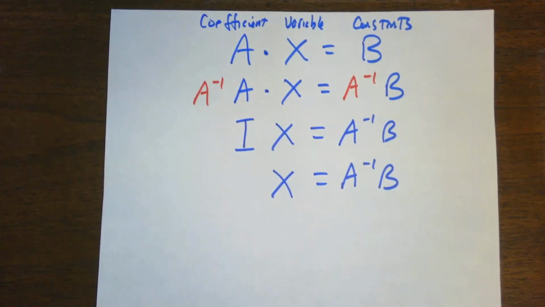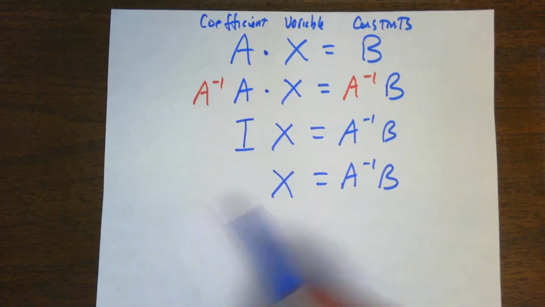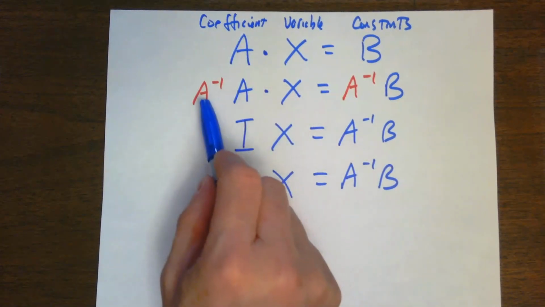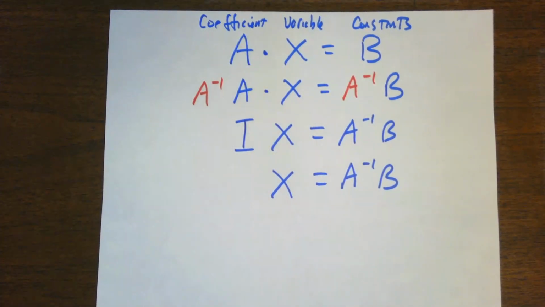Remember Cramer's rule? If the determinant of the coefficient matrix was 0, you can't solve it using Cramer's rule. That doesn't mean there's no solutions. It just means you can't solve it. If a matrix doesn't have an inverse, well, that just means we can't solve it using inverses.